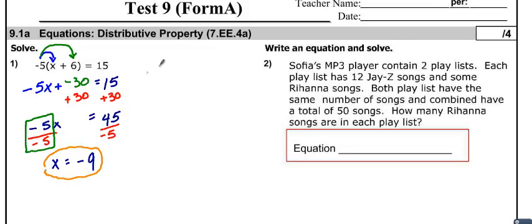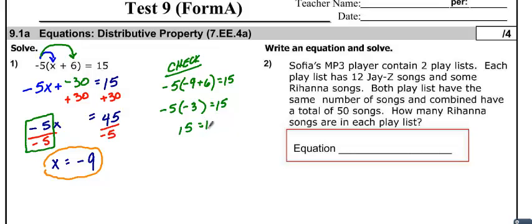A quick check of that answer. I'll use a space. So a quick check would be to say -5 times -9 plus 6. Does that equal 15? We have -5. We do the parentheses. -9 plus 6 is -3. And yes, negative times negative equals positive. So -5 times -3 equals 15. And we like the way that one turned out.